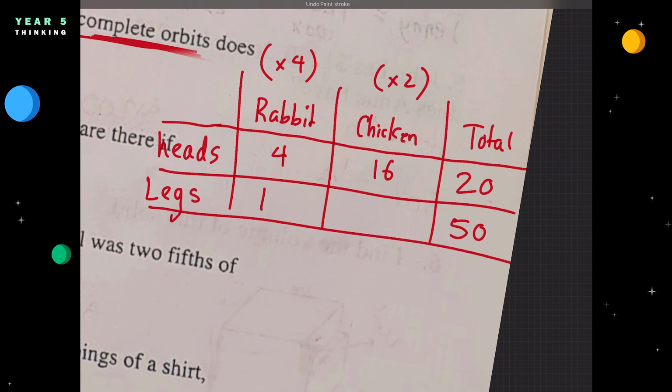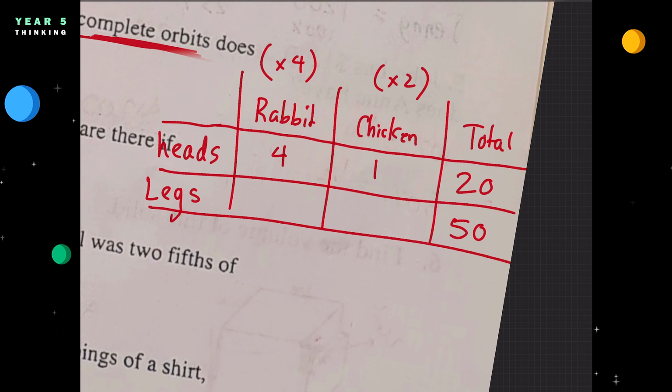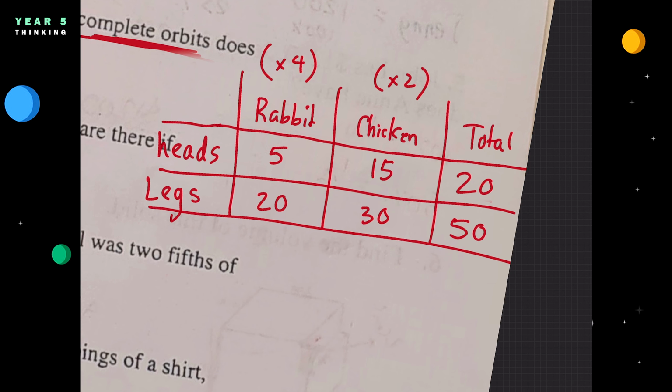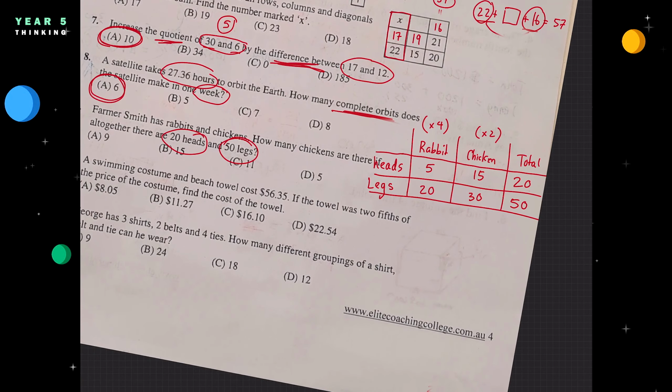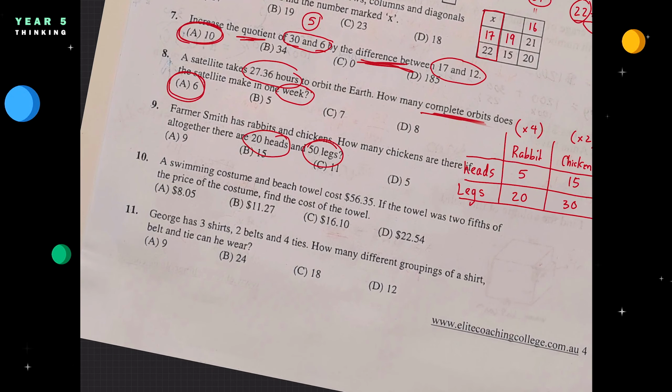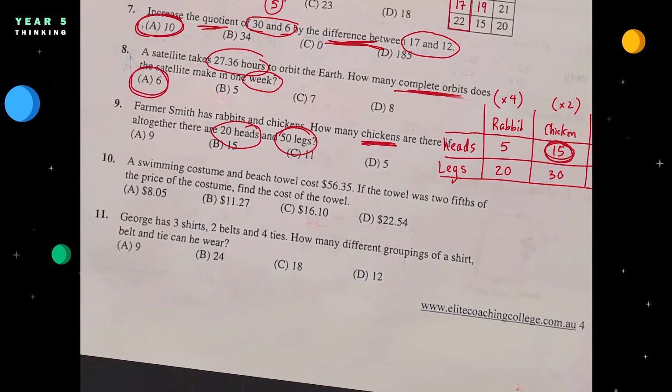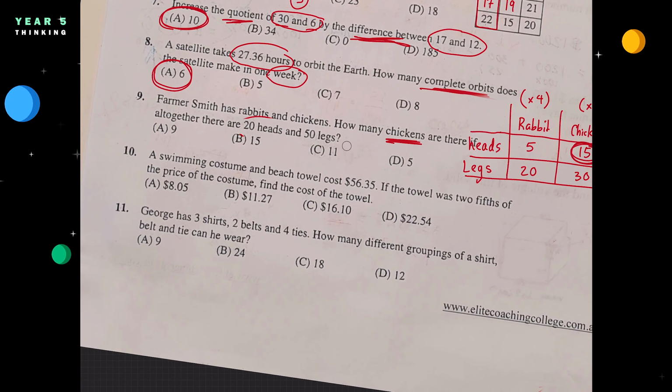So I'm going to increase the rabbits now to make it bigger. 4 is not good enough. Let's try 5. If there are 5 rabbits, there must be 15 chickens to make a total of 20. Now, if you got 5 rabbits, how many legs do all the rabbits have? 5 times 4 is 20. How many legs do all the chickens have? 2 times 15 is 30. Oh, there we go. 20 plus 30 is 50. Therefore, we have the correct number of rabbits and chickens. Now, the question is, how many chickens are there? There are 15 chickens, and the answer is B, 15 chickens.